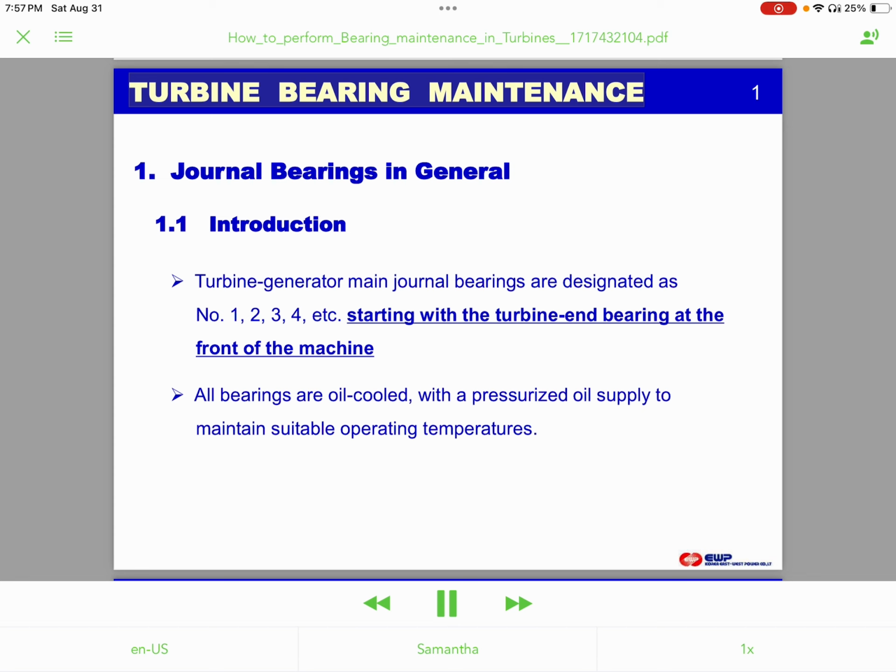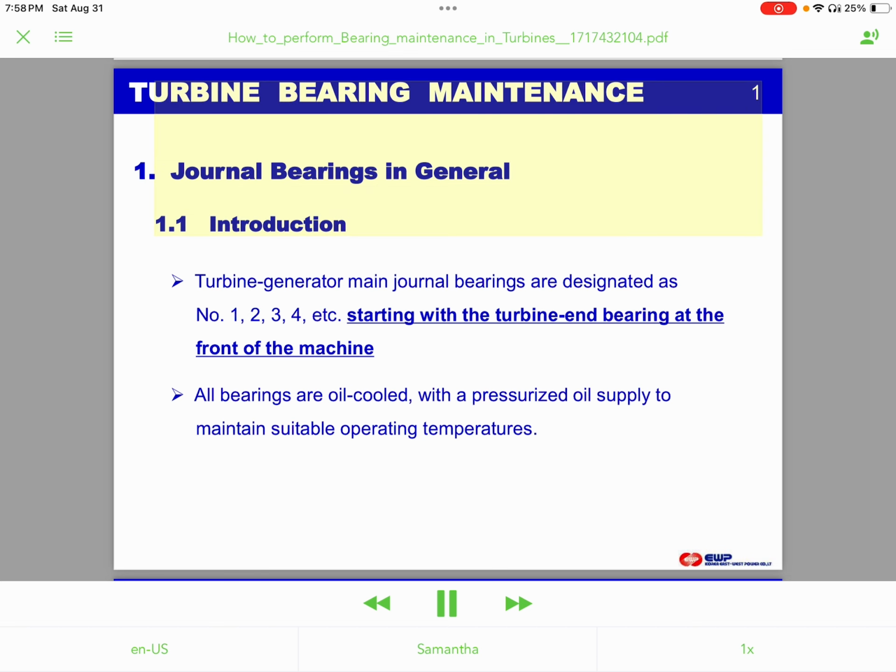Turbine bearing maintenance. Turbine generator main journal bearings are designated as number 1, 2, 3, 4, etc., starting with the turbine end bearing at the front of the machine. All bearings are oil-cooled, with a pressurized oil supply to maintain suitable operating temperatures. 1. Journal bearings in general.